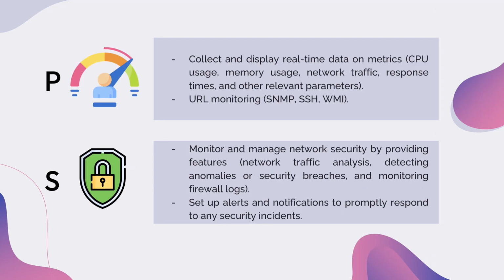Next is monitoring network performance by setting up performance monitoring for our network components. Configure PRTG to collect and display real-time data on metrics like CPU usage, memory usage, network traffic, response time, and other relevant parameters. We can also monitor the performance using SNMP, SSH, and WMI.